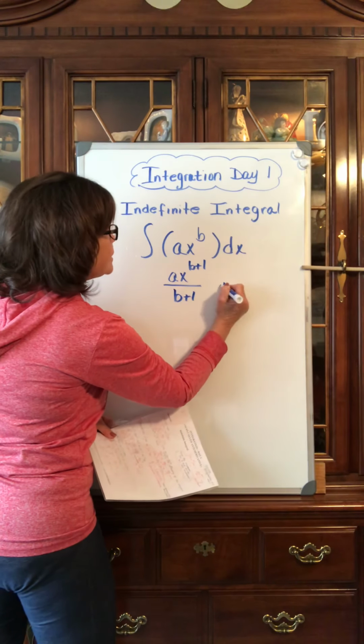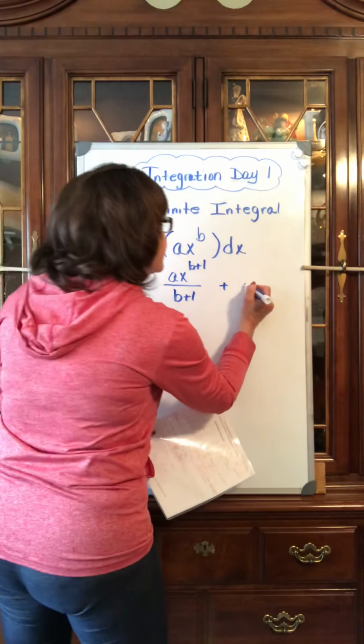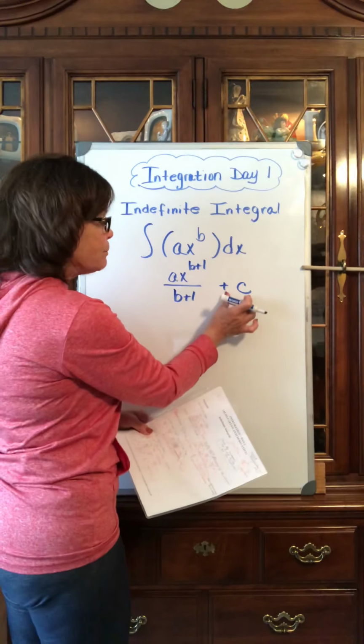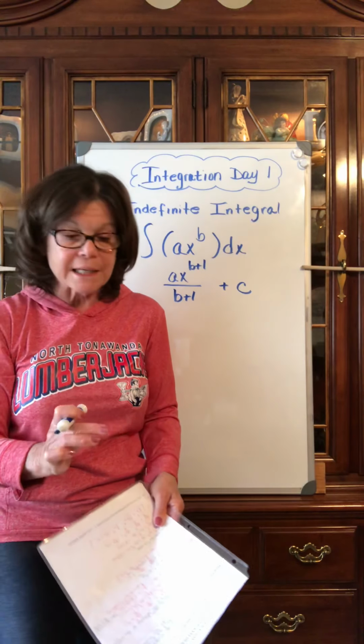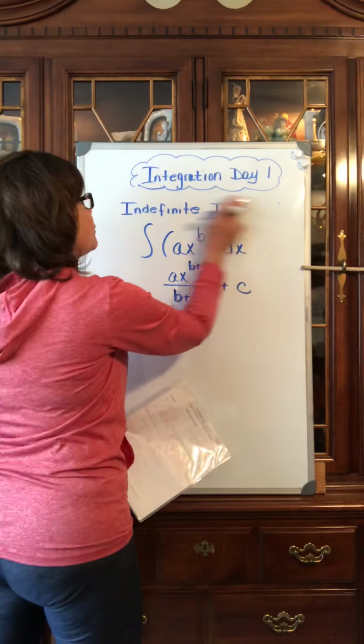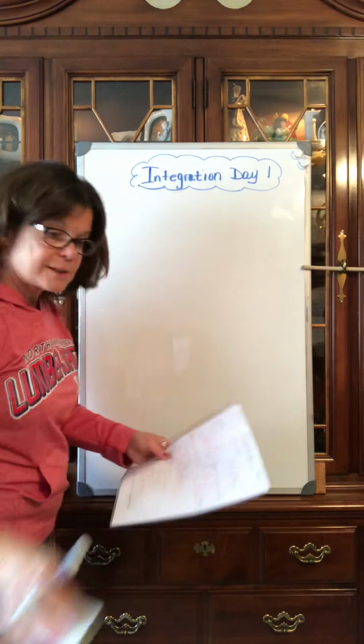And then you also have to add on, for an indefinite integral, a possible constant of c. So plus c will be in your answer for indefinite integrals. And I'll explain that when we do the next one. Okay, so let's go through these examples. I don't think you'll have any trouble at all understanding today's notes.